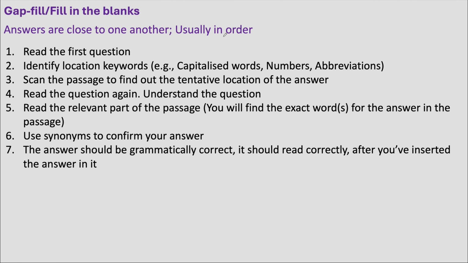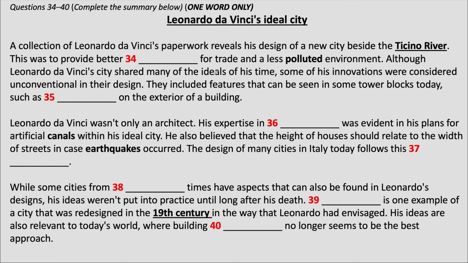The answers are in the same order as the information in the text. We identify the keywords that help in locating the answers, such as capitalized words and numbers. Then we scan the passage for the tentative location, read and understand the question closely, and find the answer. We find the exact words for the answer in the passage. The instruction of how many words are allowed is important. In these questions, only one word answers are allowed.